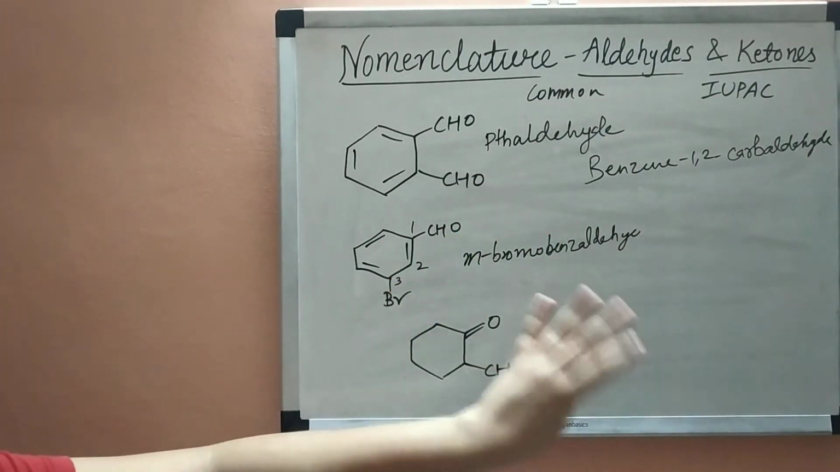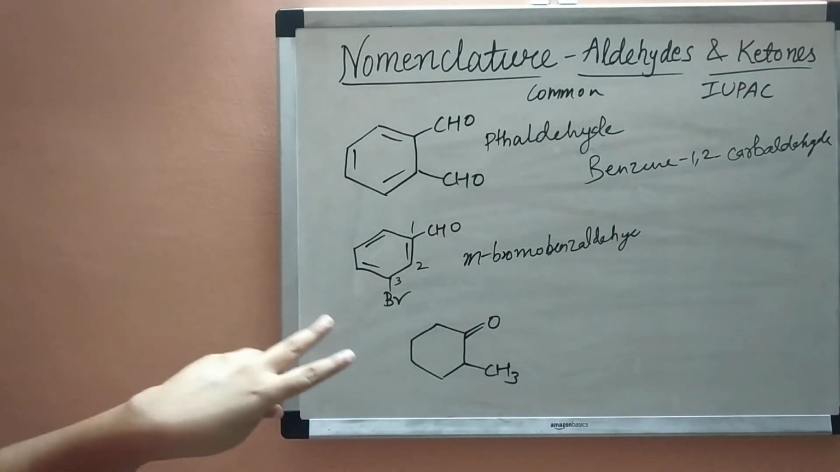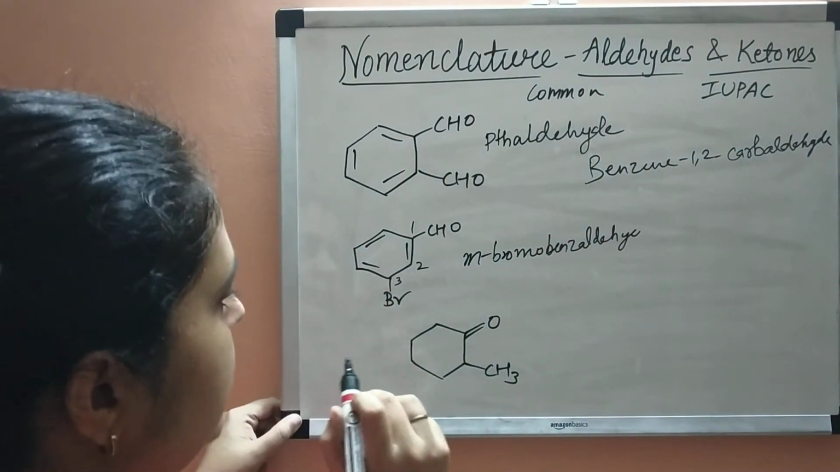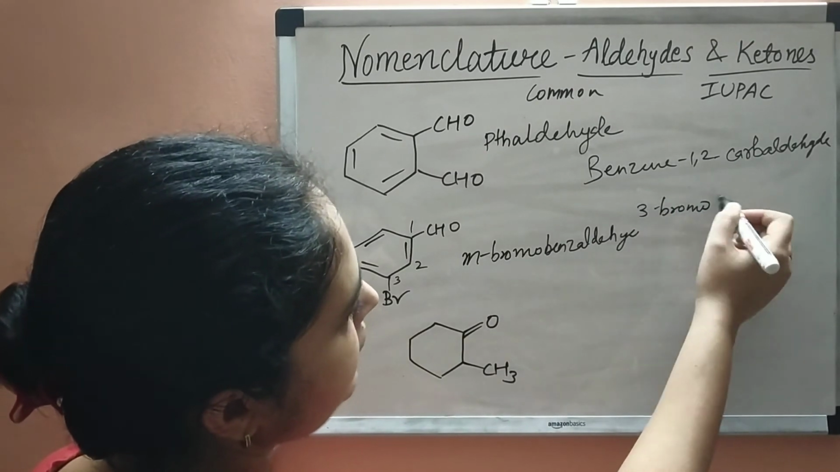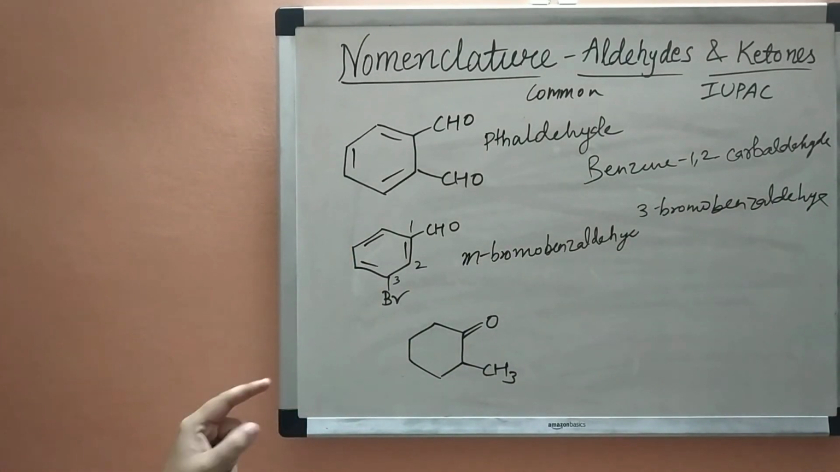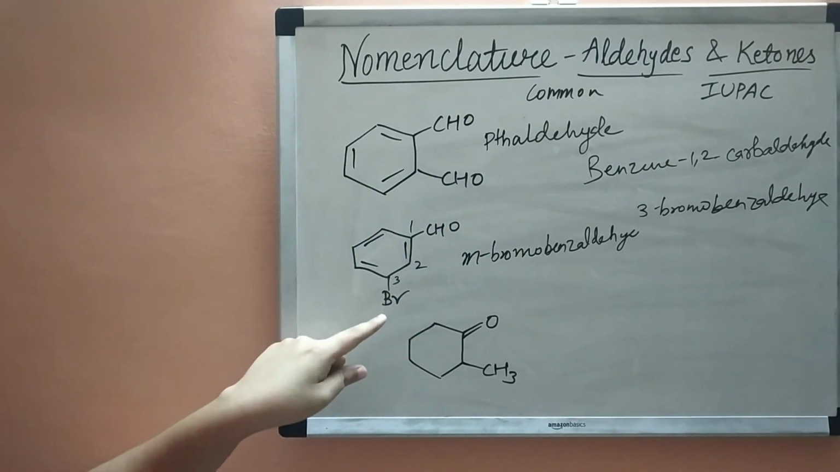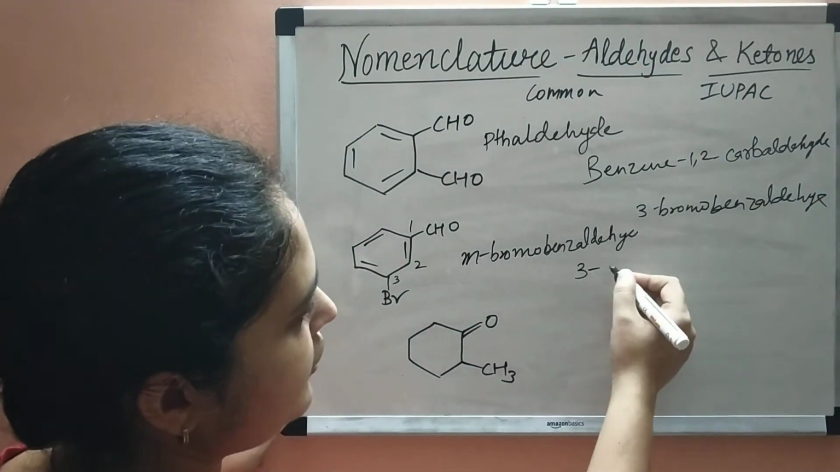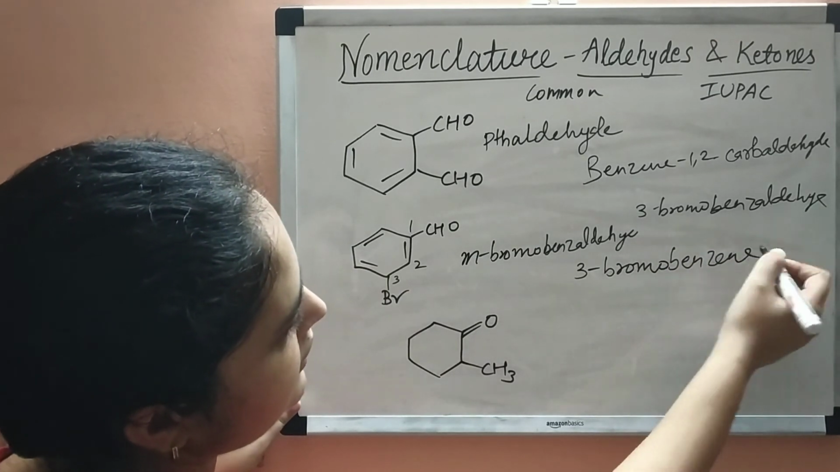Now in the IUPAC name, benzaldehyde can also be taken as the IUPAC name. In IUPAC there are 2 ways we can name it. So the first way is to name it as 3-bromobenzaldehyde. And the second way is that this can be named as benzene carbaldehyde. So it will be 3-bromobenzene carbaldehyde. So the second way of IUPAC name is 3-bromobenzene carbaldehyde.